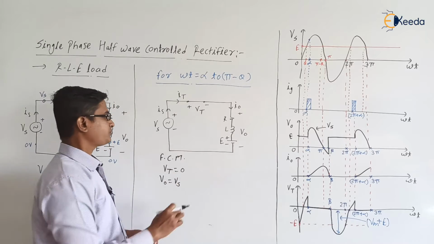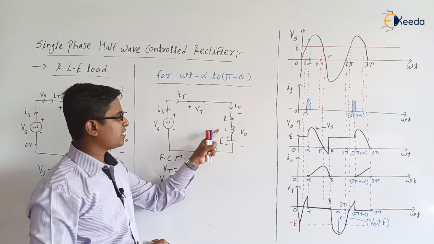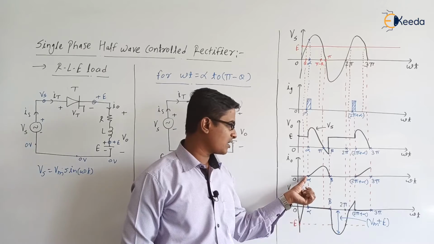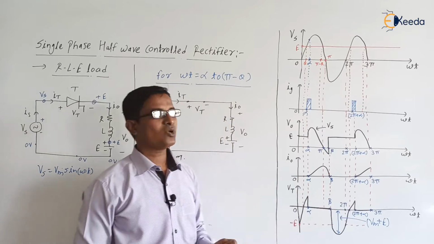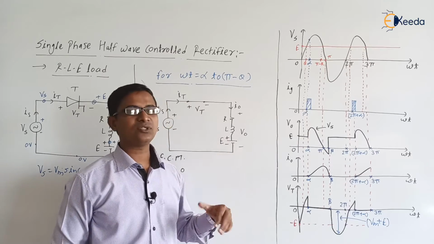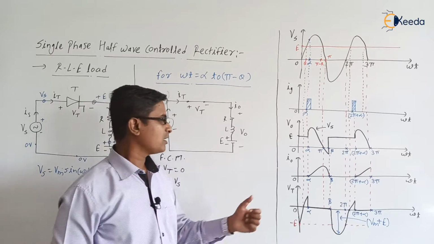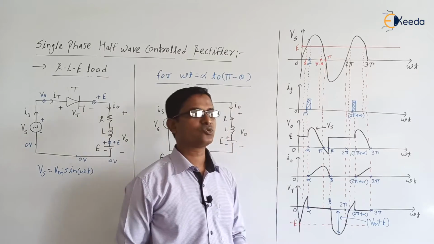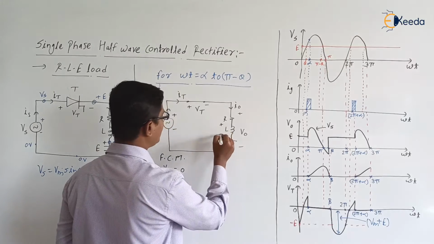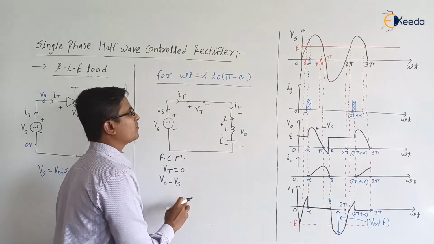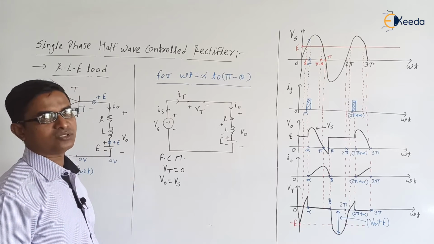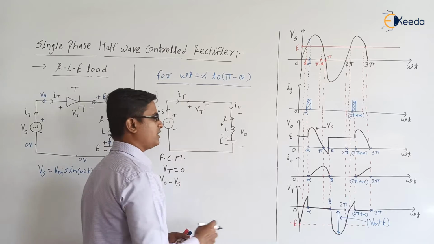Next, if we check the circuit, we have the inductor. Before omega t is equal to alpha, the current flowing through the inductor was 0. At alpha, even though the SCR is acting as a short circuit, will our inductor allow a sudden change in the current? No. So the current flowing through the inductor goes on increasing slowly. From omega t is equal to alpha to pi minus theta, the inductor goes on storing the energy, so I0 goes on increasing slowly.